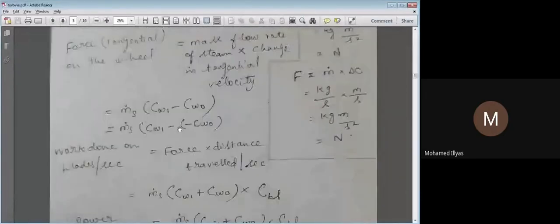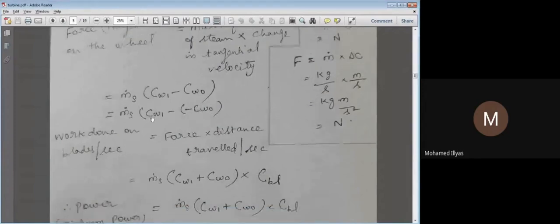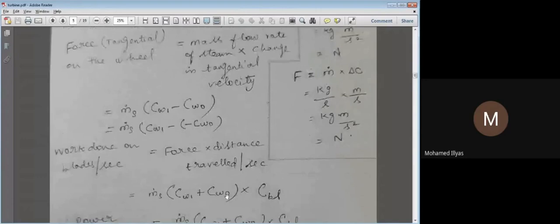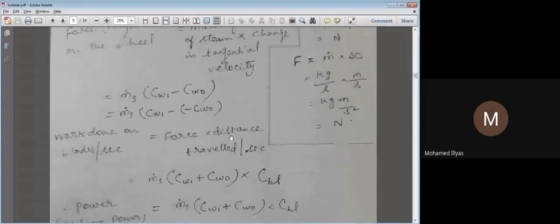So the difference is Cw1 minus Cw0. When I am considering Cw separately, Cw1 is positive, so I put plus Cw1. Cw0 is moving right to left, so here we have to put a minus sign. So minus into minus, plus will come. So whenever we use a difference in tangential velocity, here it has to be Cw1 plus Cw0 in all our problems. So we can understand it now.